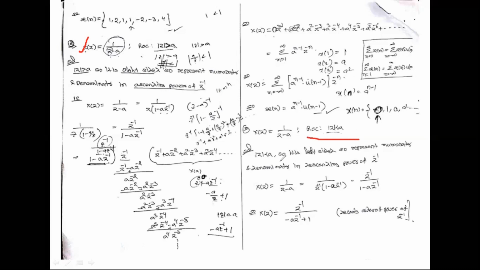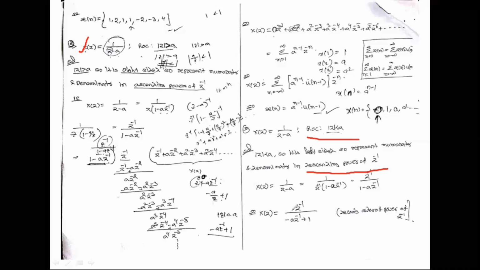Here, first of all, remember that |z| is less than a, so it is left-sided, so represent the numerator and denominator in descending powers of z power minus 1. So again, simplify 1 by z minus a as z inverse by 1 minus a z inverse. The numerator is z inverse, and the denominator you can write in descending order. Previously we started from 1 minus a z inverse.